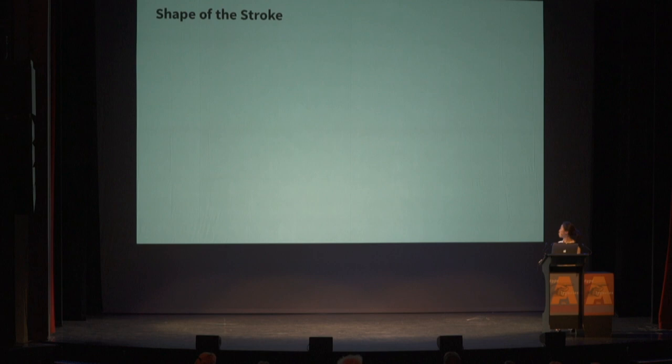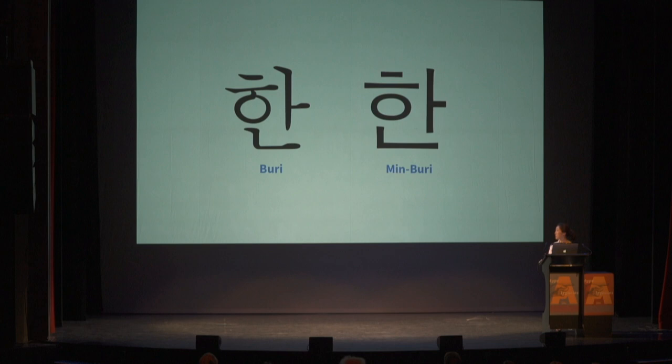There are two categories following the shape of the stroke, buri and minburi, which are similar to serif and sans serif of the stroke in Latin. Technically speaking, buri is not exactly the same as serif, but to make it easier to understand, I will say Hangul serif and Hangul sans serif for the category names. We have Myung-jo or Batang for Hangul serifs, and we have Gothic or Dodum for Hangul sans serifs.